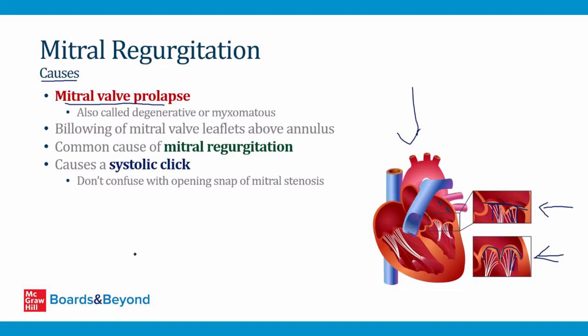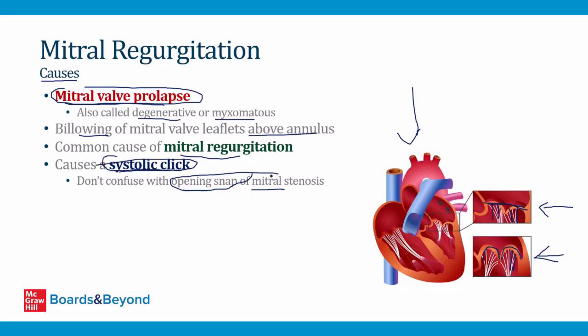When that happens, this form of mitral regurgitation is often called degenerative mitral regurgitation. It's also sometimes called myxomatous, but these all basically mean mitral regurgitation that comes from mitral valve prolapse. And as I said, mitral valve prolapse is billowing of the mitral valve leaflets above the annulus or the ring around the mitral valve. This is a common cause of mitral regurgitation. And in the video on heart sounds, I talk about the heart sounds of mitral valve prolapse, but just by way of review, it causes a systolic click. And don't confuse this with the opening snap of mitral stenosis. That is a diastolic heart sound, the opening snap, whereas the systolic click of mitral valve prolapse is a systolic sound, just like the name implies.